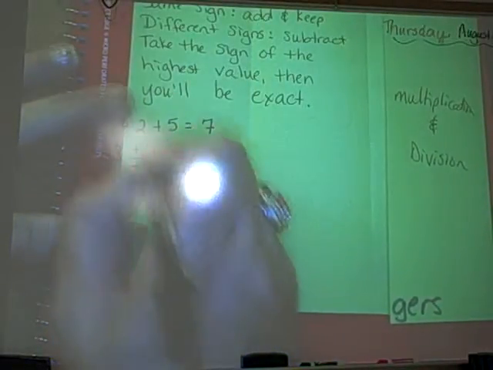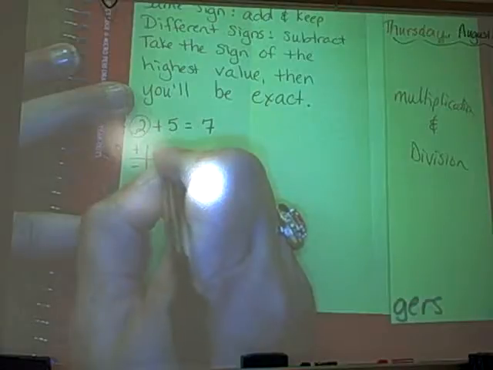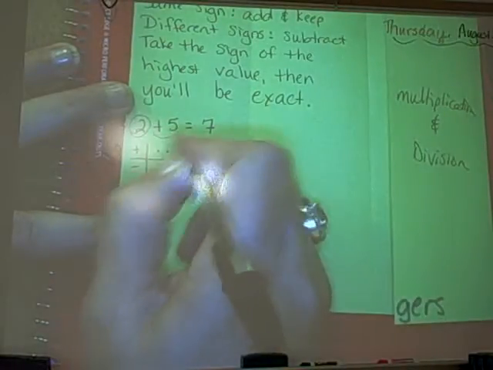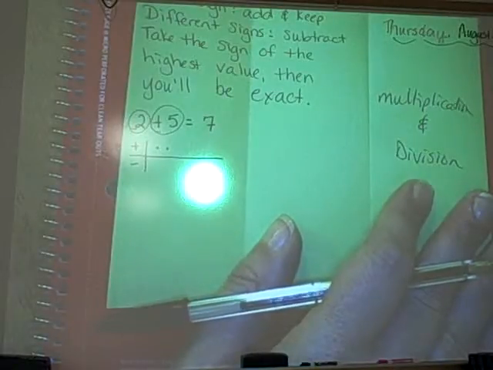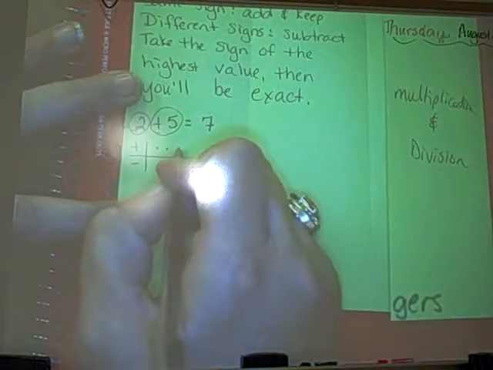I have 2 positives. So that's positive 2. This plus in the middle means that's a positive 5. You can circle it and make it go with that number right after it. So I'm going to do 5 dots beside that.